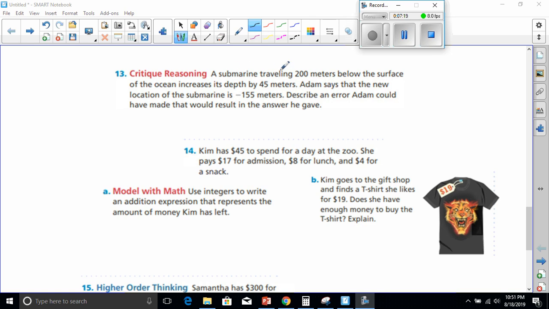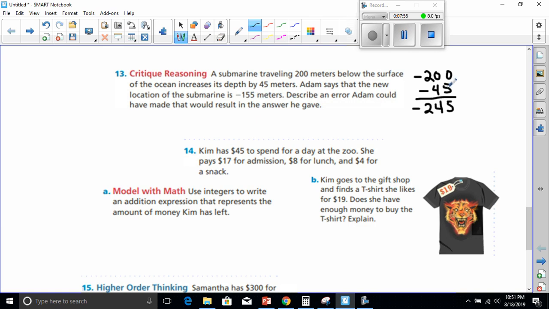Well, let's look at this closely. It said that it traveled 200 meters below. So that's a -200 right there, because we're going below the surface of the ocean. Then it increases its depth. Increasing the depth means it's going even lower, which means we're going another -45 meters. As we can tell, this is going to increase the depth. So we're going to go -245 meters.